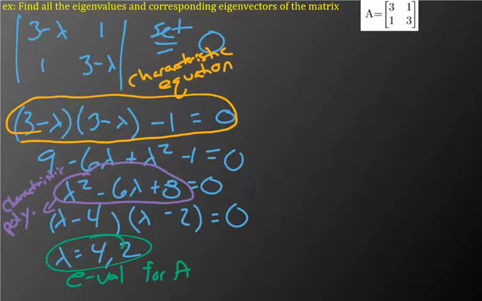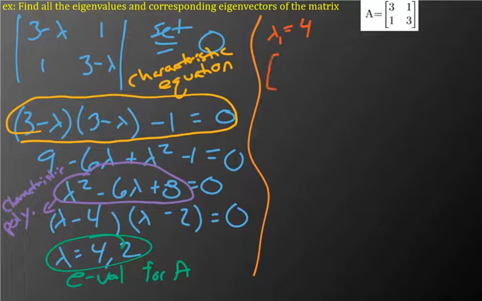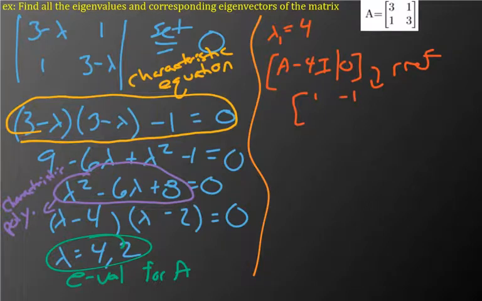So this is what that looks like. For lambda, I'm going to call it lambda 1 equals 4. So basically what we're doing is A minus 4I, no more lambda, sorry, augmented with 0. And if you REF that thing, you get 1, negative 1, 0, and then 0, 0, 0.